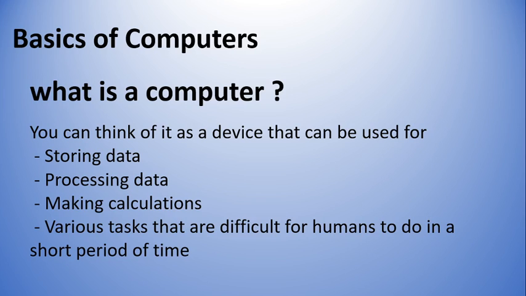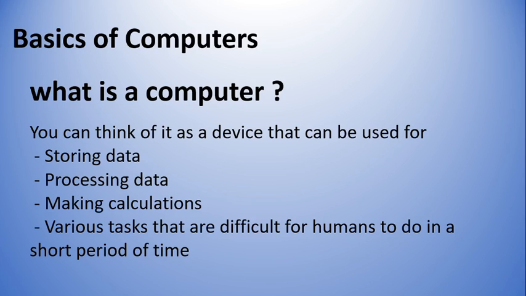What is a computer? You can think of it as a device that can be used for storing data. If you want to store your files, your folders, and your coding projects, you can store them in your computer. Basically, files, folders, and coding projects are also data. Then, processing data. Suppose you have a long book, like a 500-page book, and you want to find the name of a person. It will take a lot of time. But if you have an online copy or a digital copy of that book in your computer, the computer will process the data in that book and then it will find the name for you.